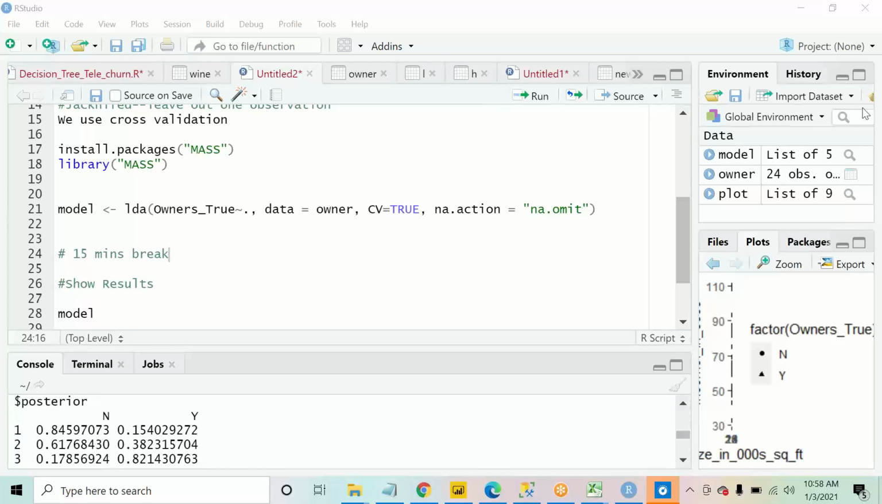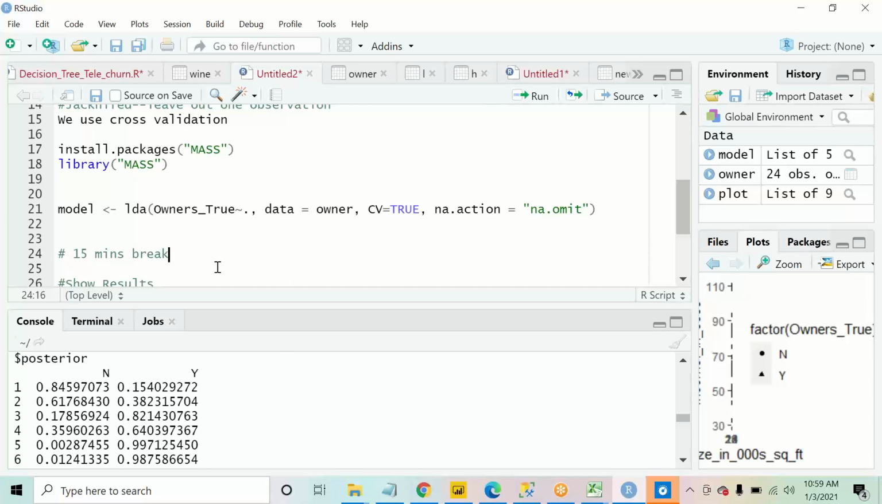Hi all, I hope you all are back from the break. So let us now start with this, right? The model creation we have done. Now I will explain you this result, what exactly the output is that you have got over here.